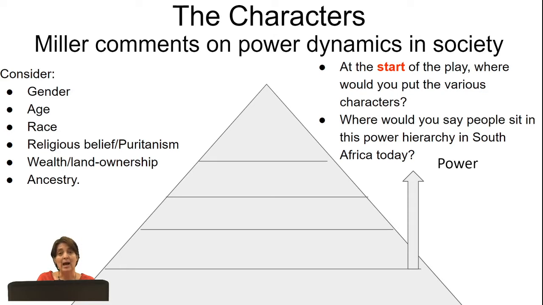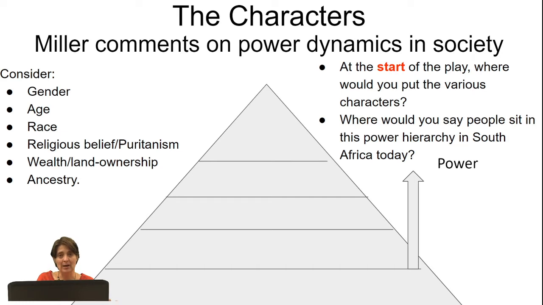I'd like you to think how at the start of the play, different characters have different amounts of power. And if you have a look at this diagram with this triangle and think of it as a power hierarchy with the most powerful characters at the top and the least powerful ones at the bottom, think about where you would put the various characters in the play at the start of the play, and then where they move to during the course of the play.